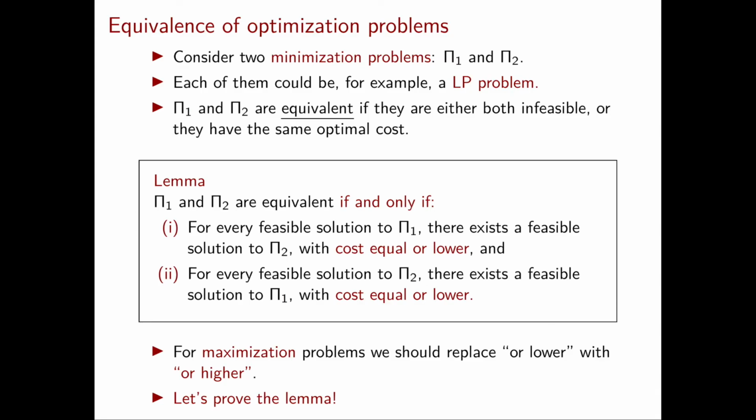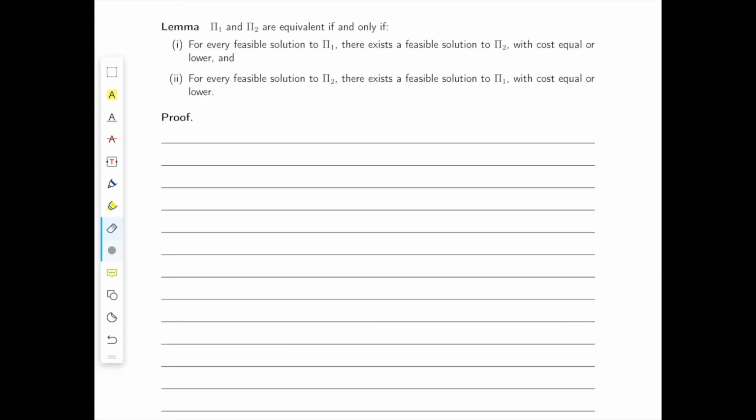What we should do now is to prove this lemma to really convince ourselves that this is an equivalent definition of equivalency. In this lemma, we have to prove an if and only if. Therefore, let us first prove the direction from left to right. We're assuming that pi1 and pi2 are equivalent, which by definition means that they're either both infeasible or have the same optimal cost. So let's consider first the case where they're both infeasible.